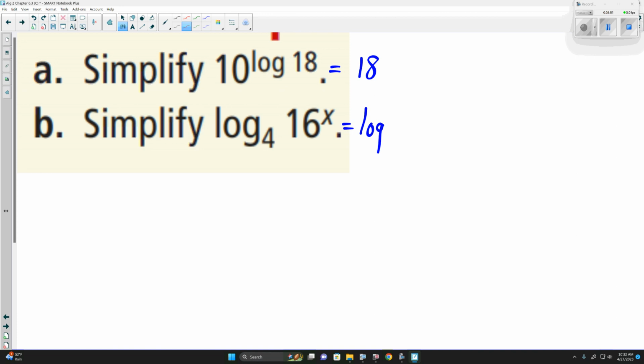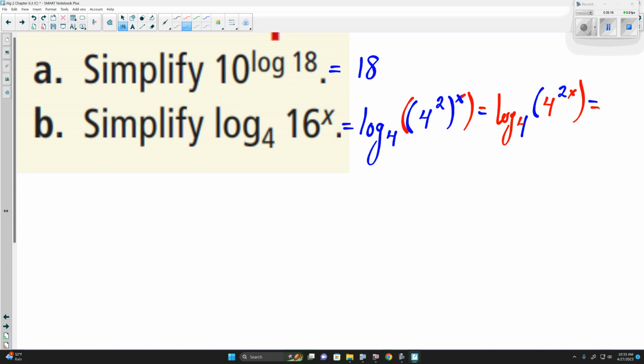Now we do have to do some manipulating with the next one, log base 4 of 16 to the x. What do we need to change 16 into? 16 would be 4 to the 2, and this is still to the x, which actually tells us that we have log base 4 of 4 to the 2x, which is, incidentally, still just 2x.